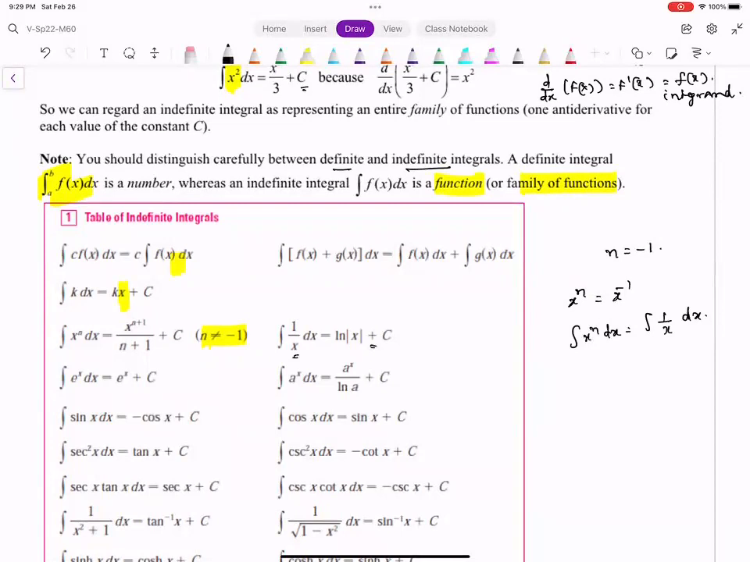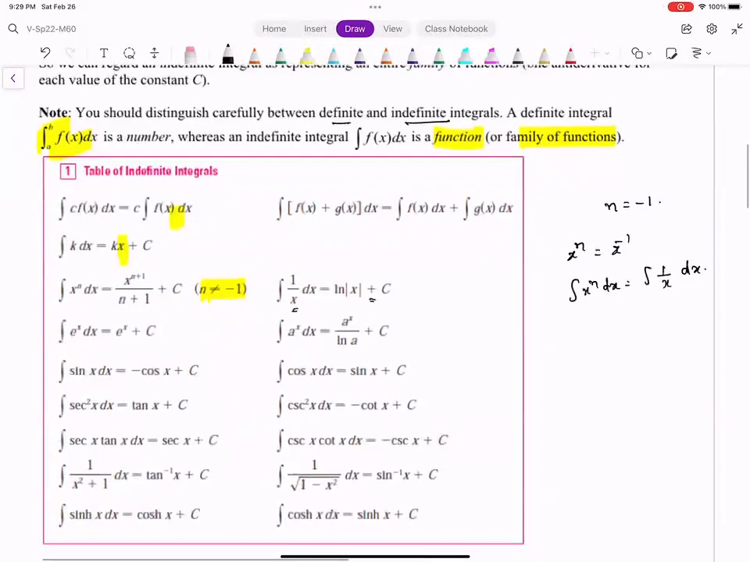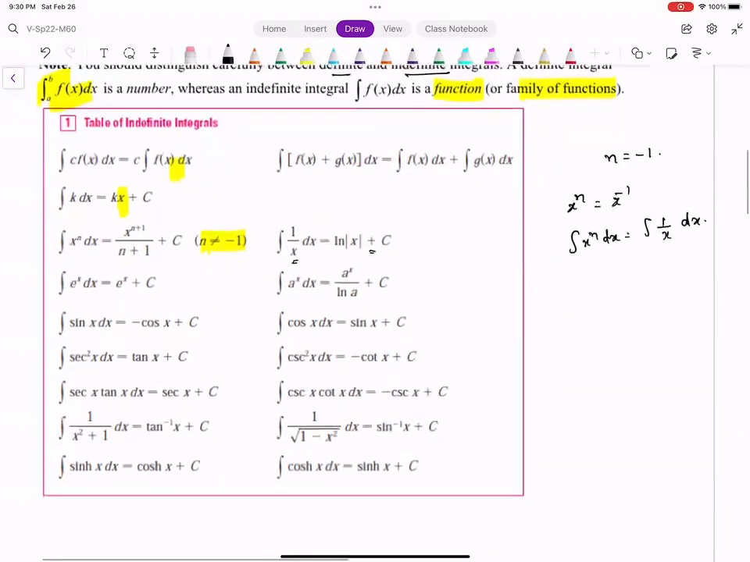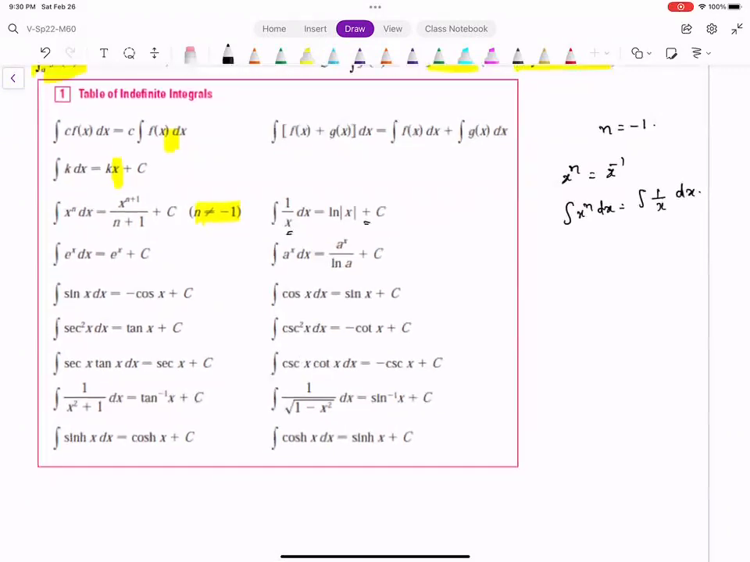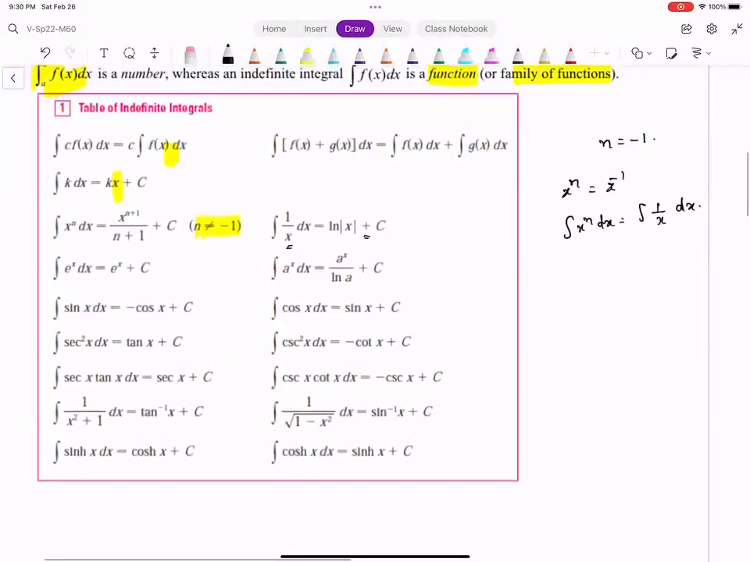Integral e to the x dx is e to the x plus c. Integral sine x dx is negative cosine x plus c. Integral secant squared x dx is tan x plus c. Integral secant x tan x dx is secant x plus c. Integral 1 over x squared plus 1 dx is inverse tan x plus c. Integral sinh x dx is cosh x plus c. Integral a to the x dx, note that here it is e to the x, here it is a to the x.